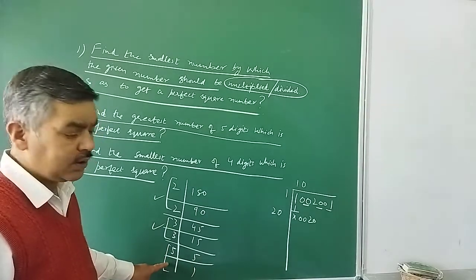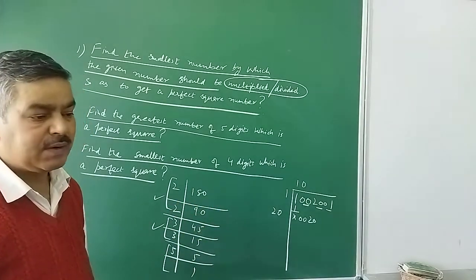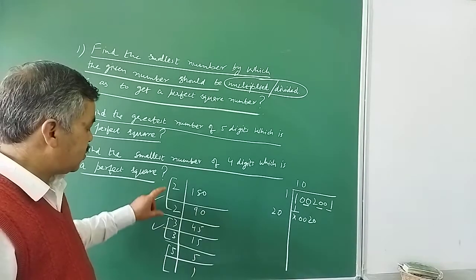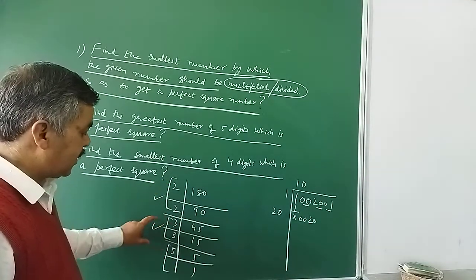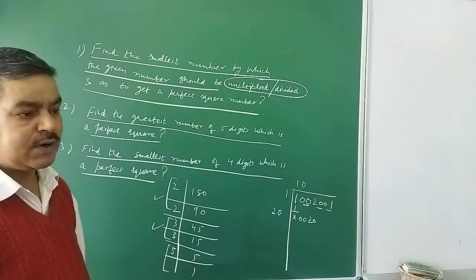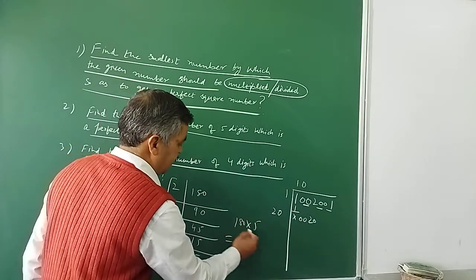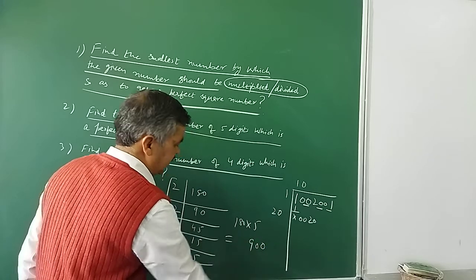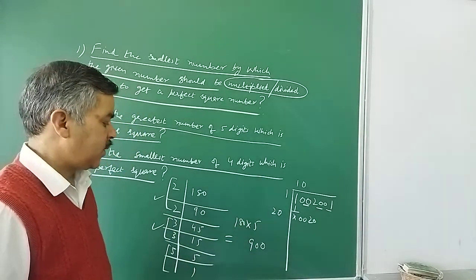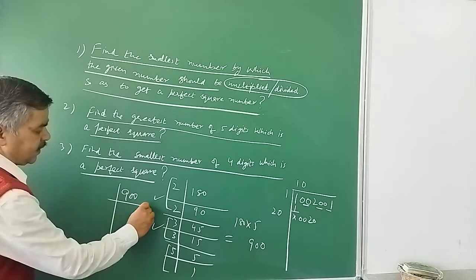So 5 is alone there. If I could put one more 5 there, that means I have to multiply by 5. Then one more 5 will be there, so the pair of 2s will give you one 2, the pair of 3s will give you one 3, and the pair of 5s will give you one 5, and then it will make a perfect square. So if I multiply this 180 by 5, the result will be 900. So 900 is a perfect square.